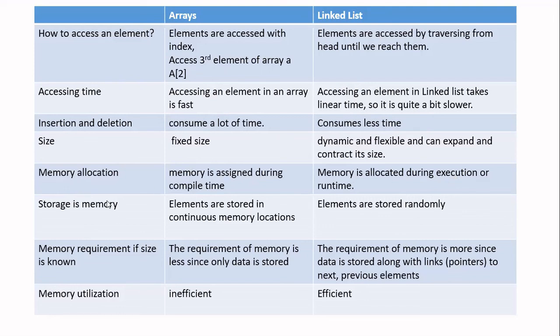And what about the storage? How are the elements of the array or linked list stored? In case of array, the elements are stored in continuous memory locations, which I have already shown you in the slide. Whereas in case of linked list, the elements are not stored in continuous memory location. They will be stored in some random memory location, whichever is returned by the malloc or calloc functions.